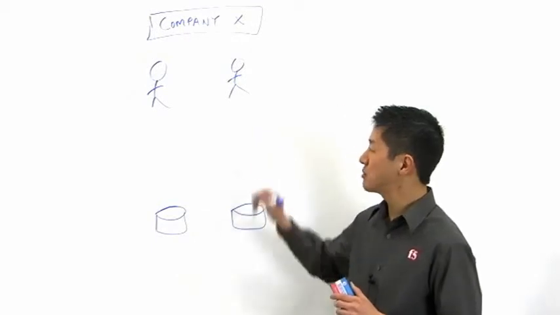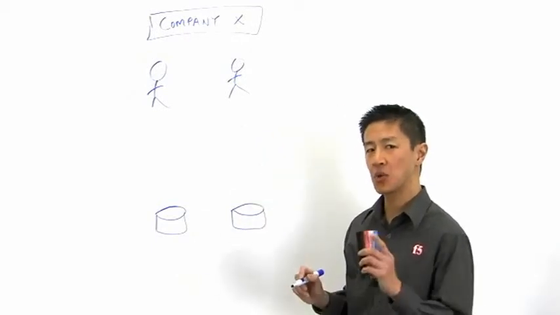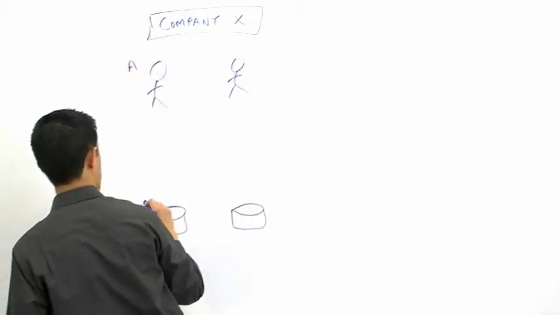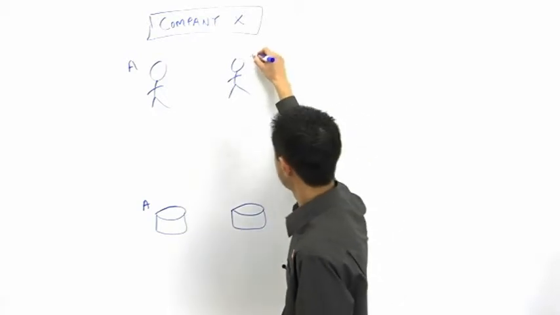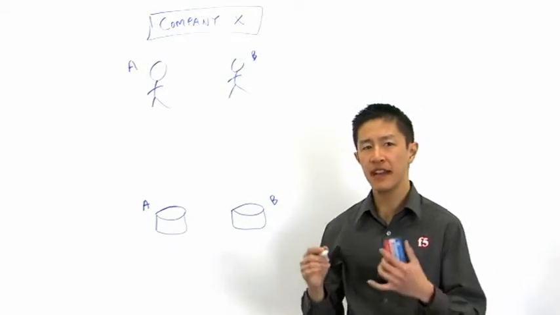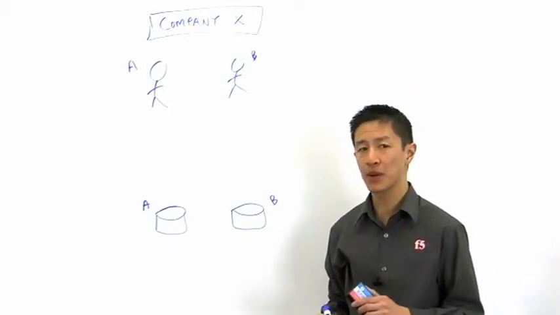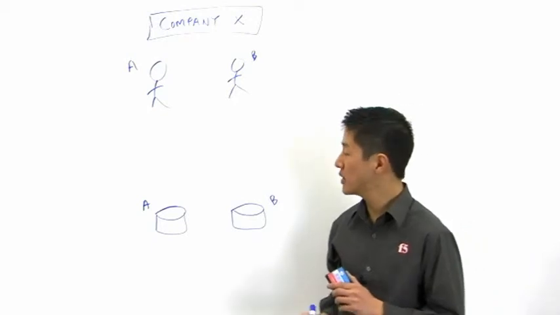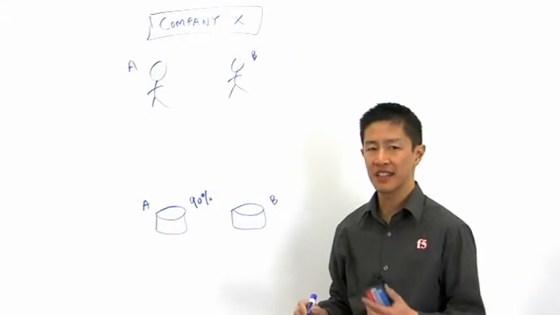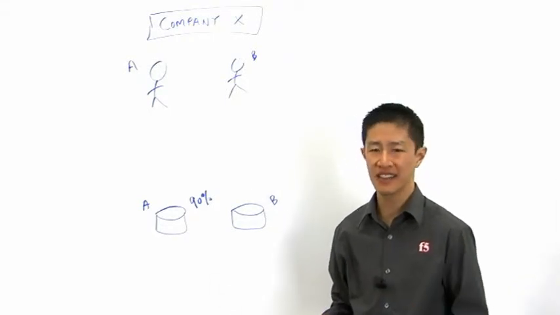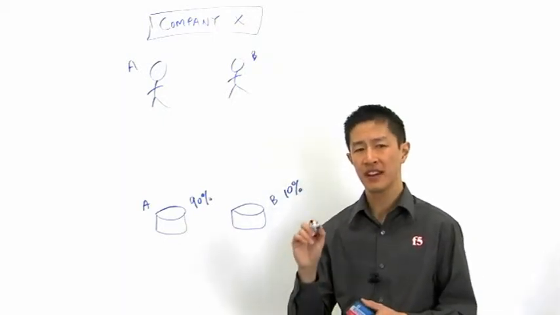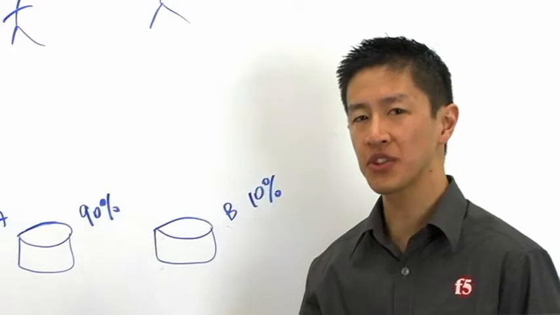Company X has two projects, each of which has its own dedicated storage. We'll call these Project A and Windows A, and Project B and Windows B. Now, Project A is a very important project and has grown very quickly since inception, and as a result, Windows A is now 90% utilized. Project B has been kind of anemic, and Windows B is now only 10% utilized. This is what we call islands of storage.